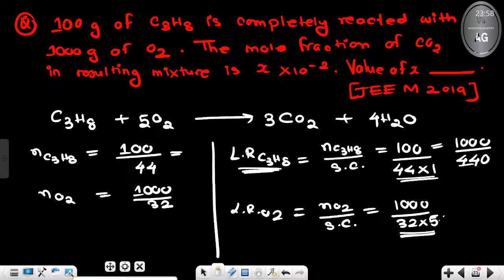So if I am going to see 100 by 44 and 1000 by 32.5, then who will have the lesser value? 100 by 44.1, that will have lesser value. Obviously it will have lesser value. This no need to write. Okay, so C3H8 is the limiting reagent. So this is my limiting reagent. So whatever calculation now I will proceed with, I will be taking into consideration C3H8 and not O2 value. Okay, clear? So 100 divided by 44 into 1.